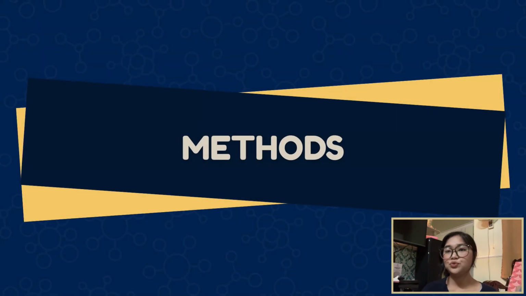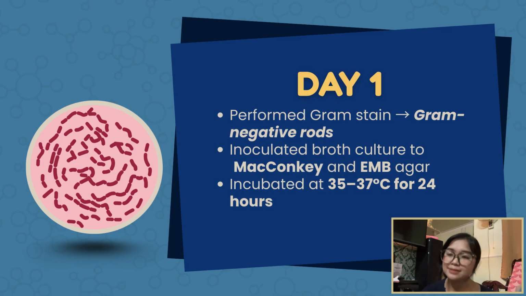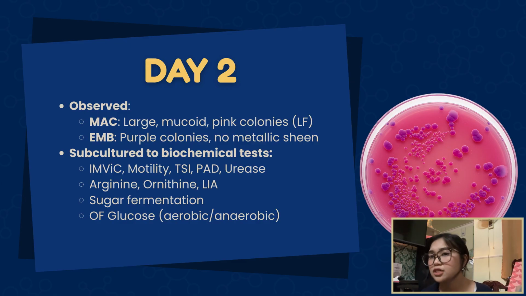Now moving on to the methods, I performed the procedure over 4 days. On day 1, I began with a gram stain, which showed gram-negative rods. I then inoculated the sample onto MacConkey and EMB agar, and incubated the plates at 35 to 37 degrees Celsius for 24 hours. On day 2, I observed large mucoid pink colonies on MacConkey agar, which is typical of lactose fermenters, and purple colonies on EMB agar without a metallic sheen.